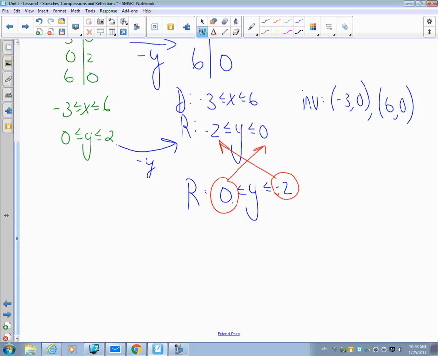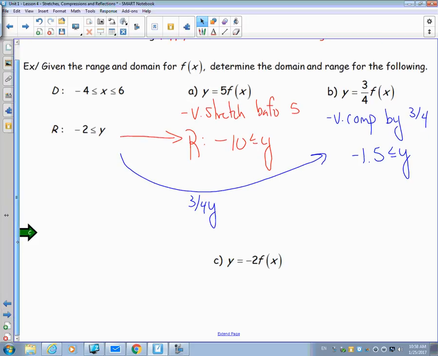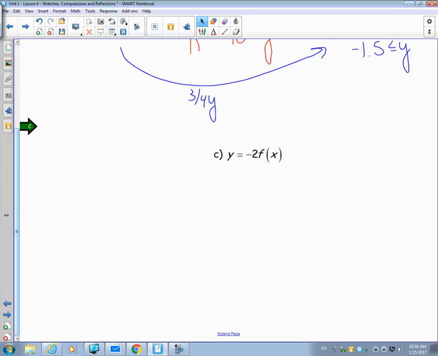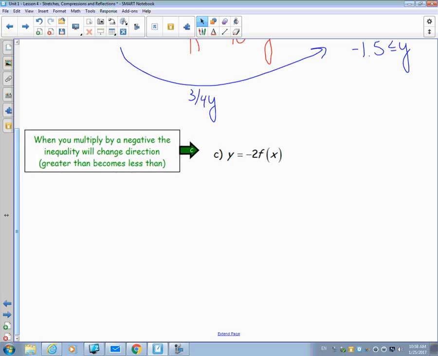Now, how can we take that into account? Here's a little rule for you. If you have a negative one, it doesn't matter if it's a fraction or a whole number, when you multiply by the negative, the inequality will change directions.